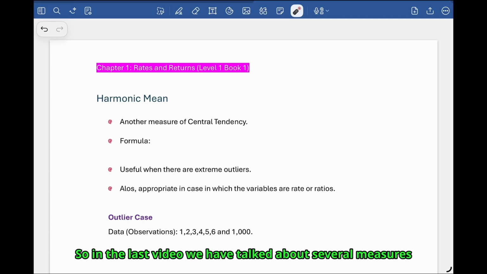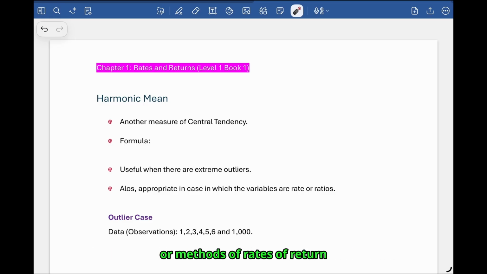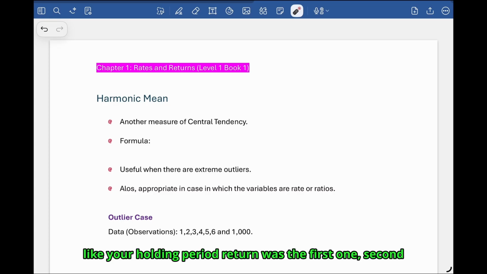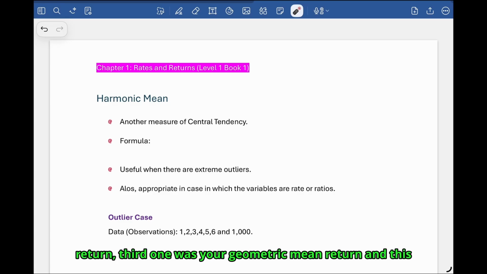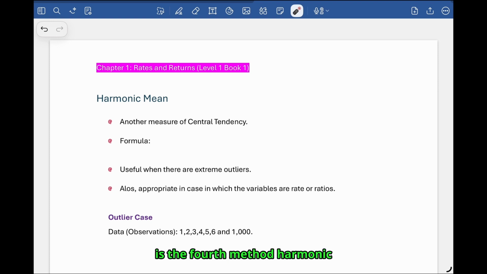So in the last video, we talked about several methods of rates of return. The holding period return was the first one. The second one was your arithmetic or mean return. The third one was your geometric mean return, and this is the fourth method, harmonic mean. And as defined here, harmonic mean is a measure of central tendency.